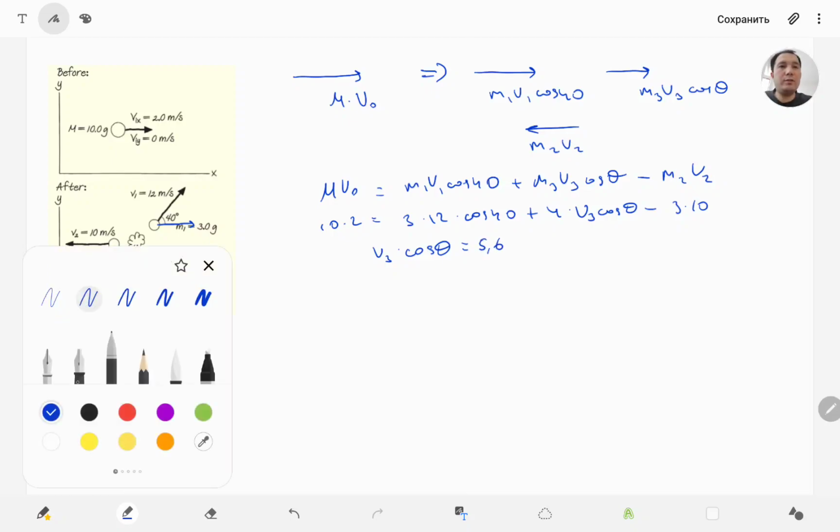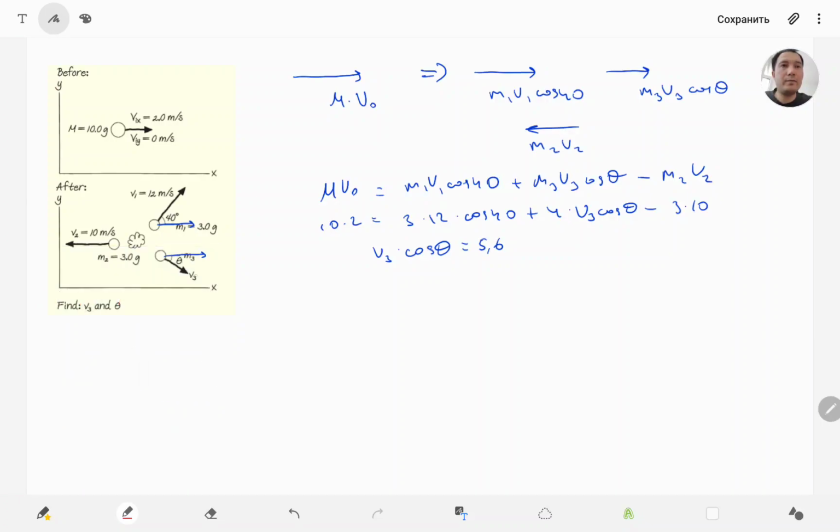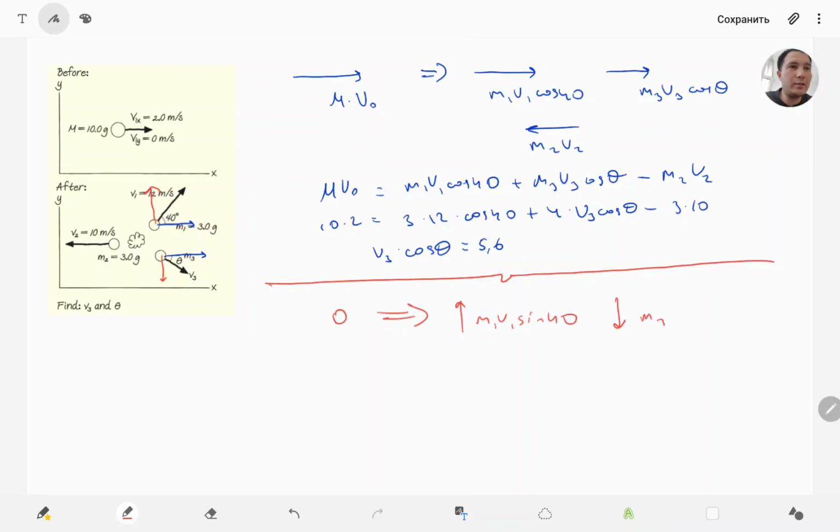So now let's write conservation of momentum in y direction. Initially, it was moving only in horizontal direction, so momentum in y direction initially is 0. After the explosion, sorry, not collision, explosion, m1, 3 gram, has a momentum in y direction, vertical upward, positive because upward. m1 v1 sine 40, and the m3 4-gram has momentum in vertical direction downward. It means negative. m3 v3 sine theta. m2, this one moving only in horizontal direction, so vertical component will be equal to 0.